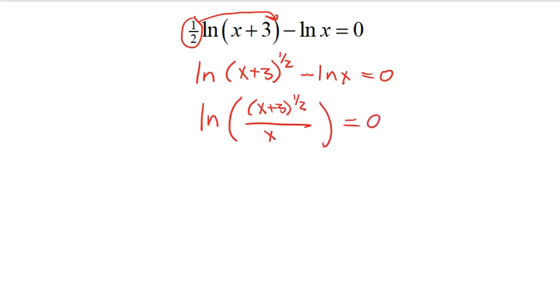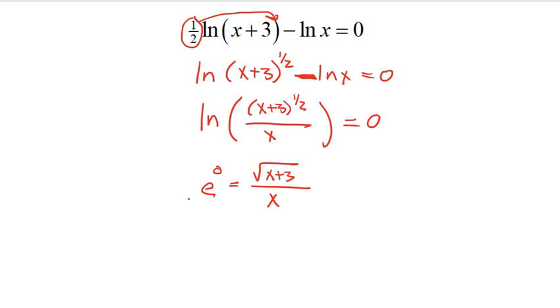So hopefully you see what I did there. Again, I just used the properties. I had subtraction of two logs that can be joined with division of those values. Now I'm going to go ahead and use the definition. Remember, the base is e. So it's e raised to the 0, logs always equal the exponent, equals. Now real quick, I'm going to change that to the square root of x plus 3 because a 1/2 power is the same as the square root, equals x, or divided by x, excuse me.